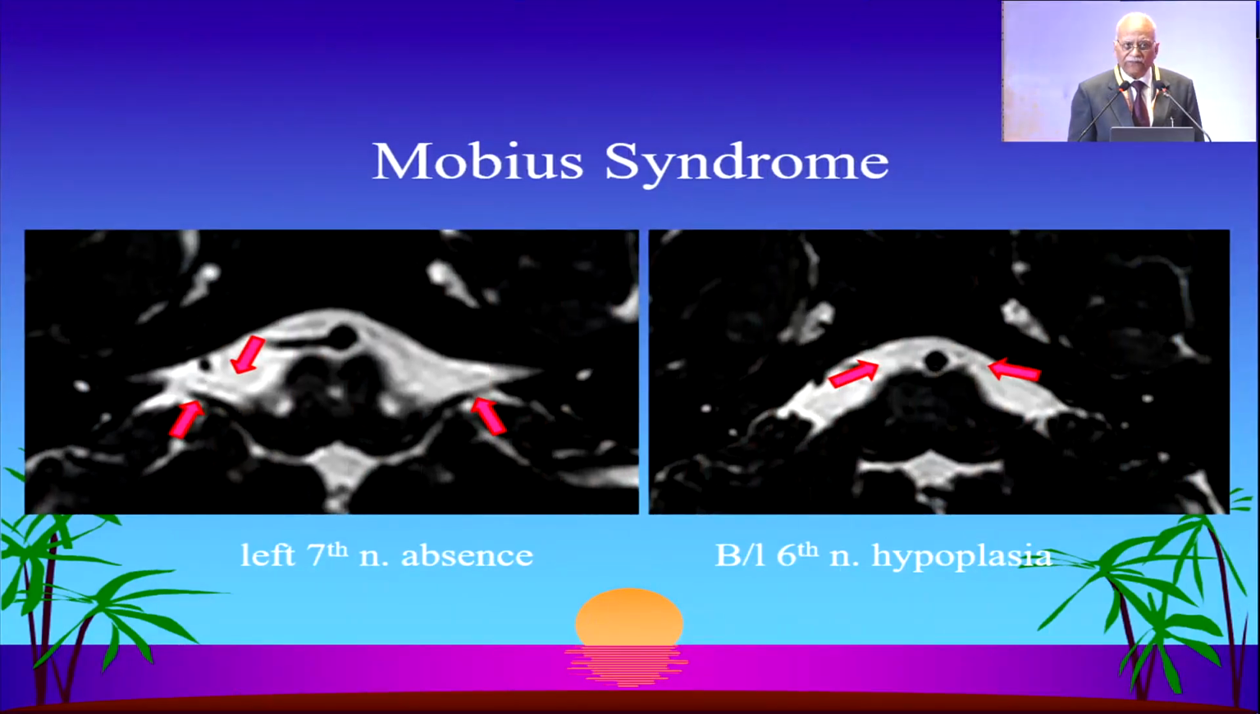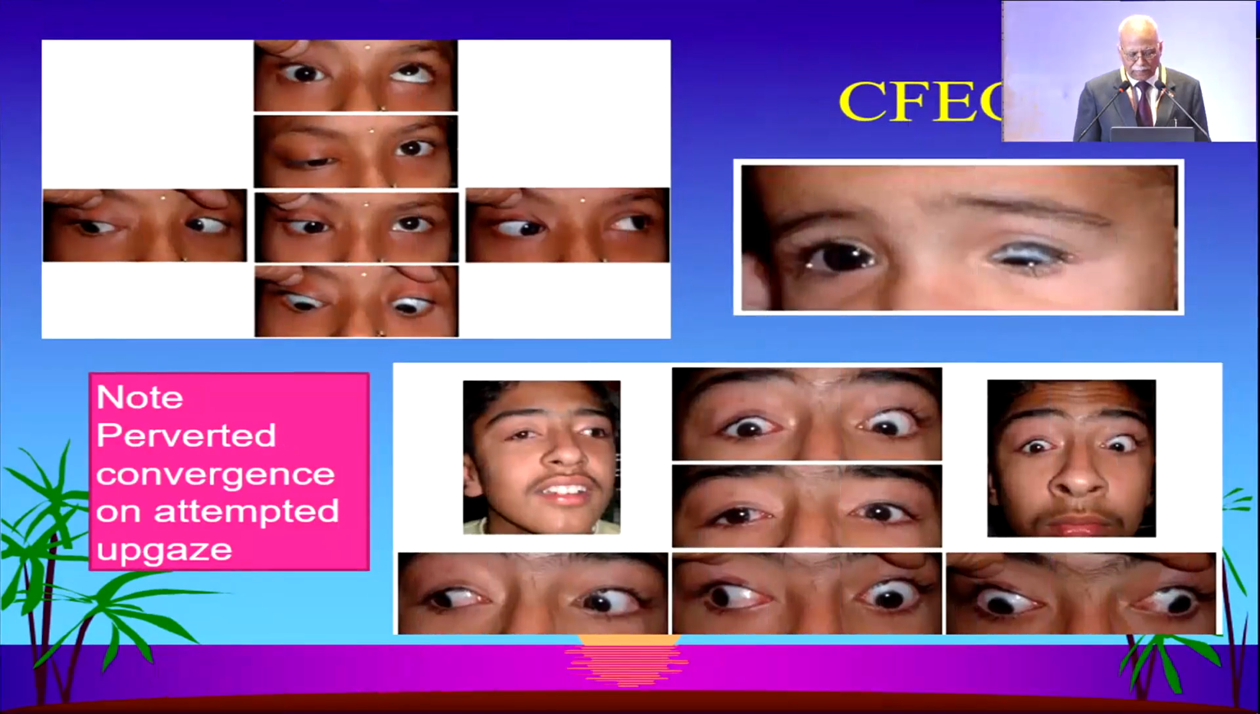Again, what is happening, if you see the problem, is a 6th nerve abnormal development, and here there is a fibrosis which has happened, which has created this problem. Now we come to the 3rd nerve which can create problems.